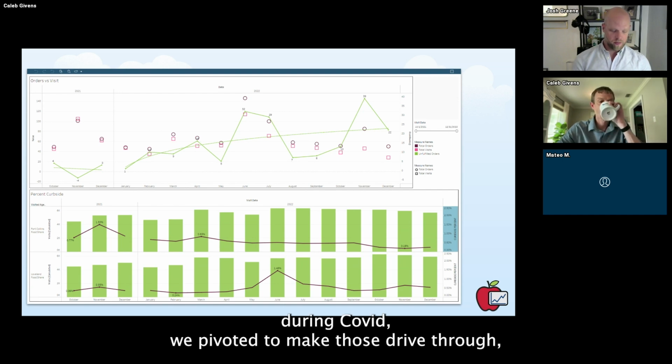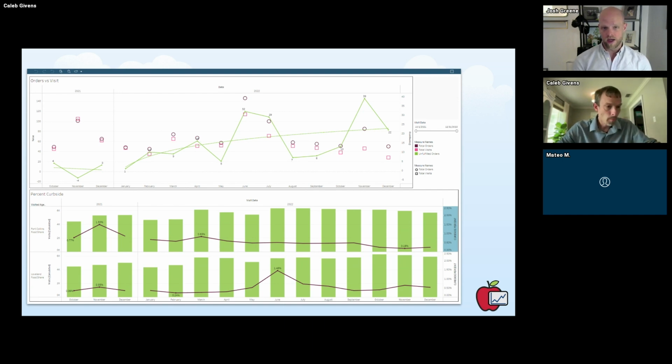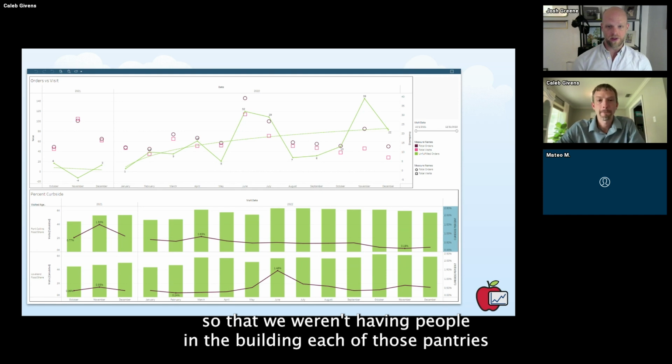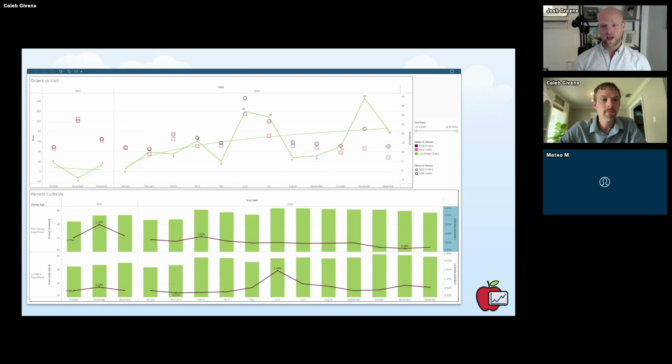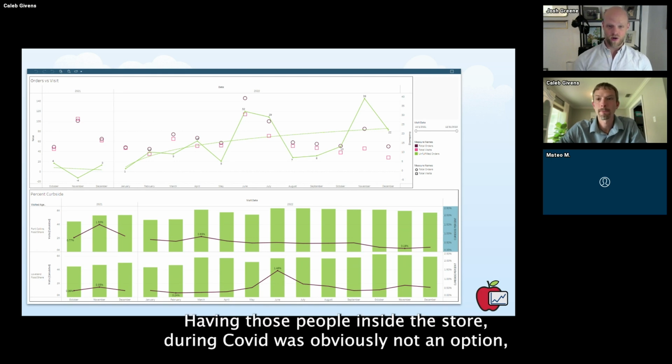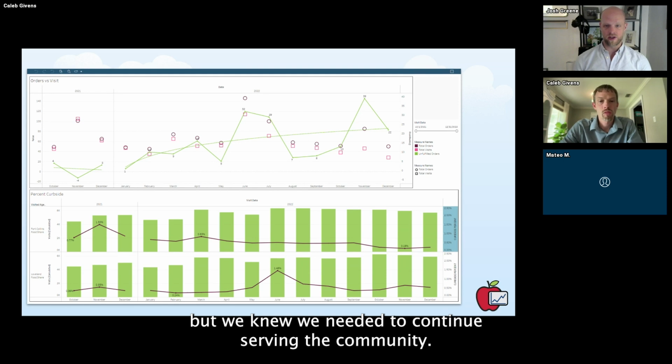During COVID, we pivoted to make those drive-through so that we weren't having people in the building. Each of those pantries serves on average 300 to 400 families every day, 5 days a week. Having those people inside the store during COVID was obviously not an option, but we knew we needed to continue serving the community.